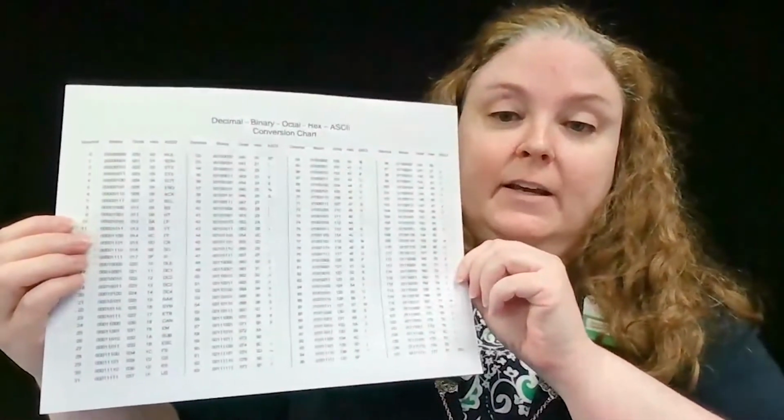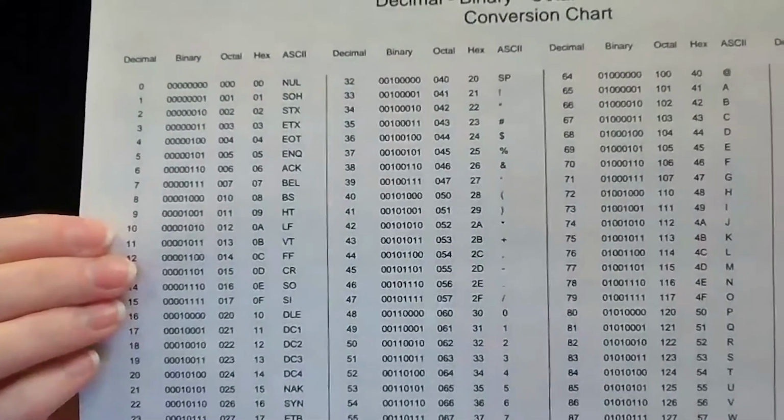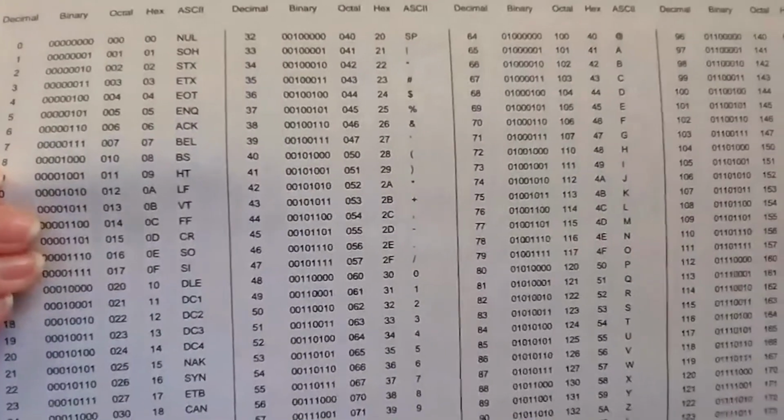This chart shows 127 characters. You can see there are several coding languages represented on this chart. I know it's very small, but I'll hold it up here for a little bit so that you can read it.